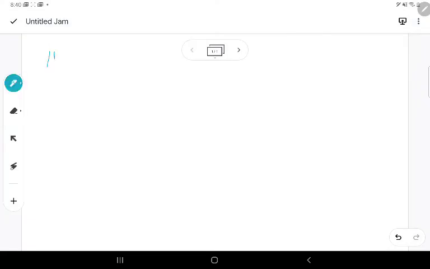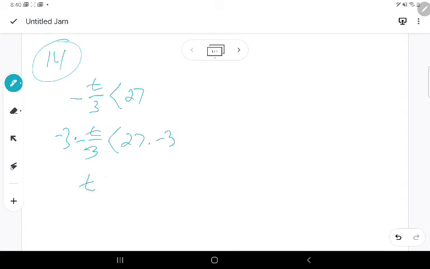Okay? All right. So we are on 14. So 14 says negative t over 3 is less than 27. Okay? So I'm going to have to times negative 3 to both sides. And that's going to give me t. And again, I have to flip the inequality because I'm multiplying times a negative. And this would give me negative 81. Okay? All right.